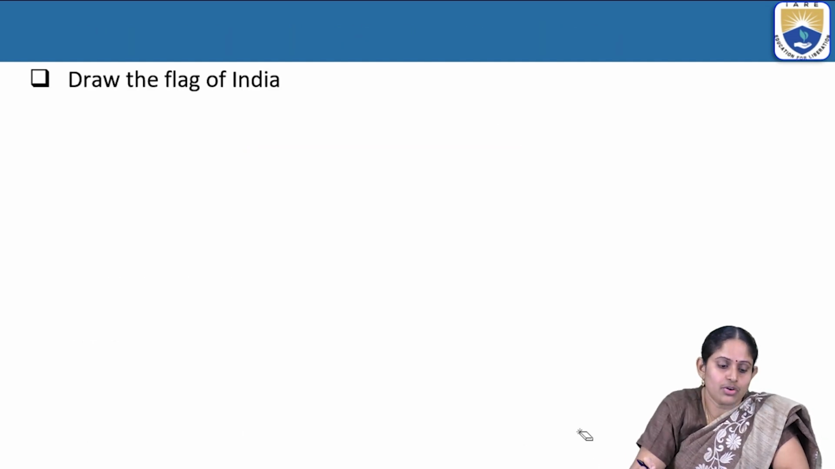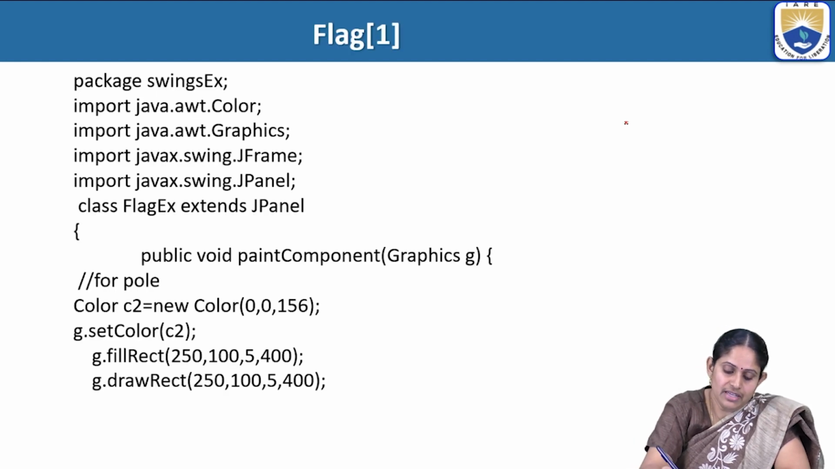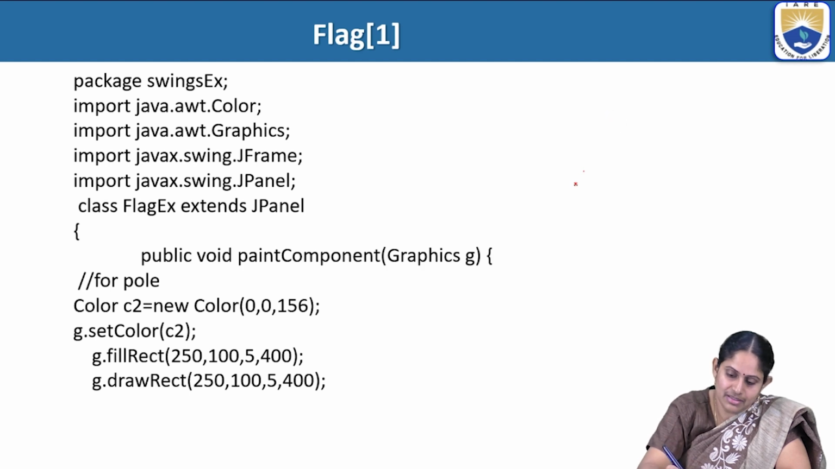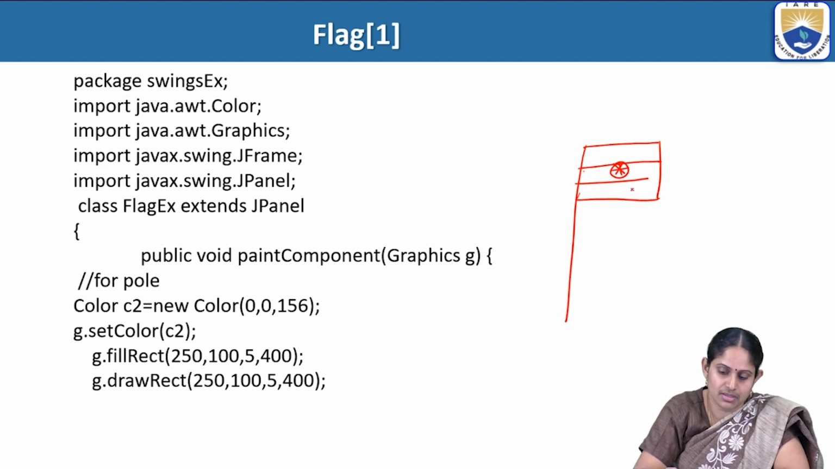Next, let's see how to draw the flag of India. So to draw the flag of India, we need to have a line and three rectangles and the chakra. In my case, I have used only 8 strokes, 8 lines. 8 strokes are only given. You can implement it for the 24 strokes.